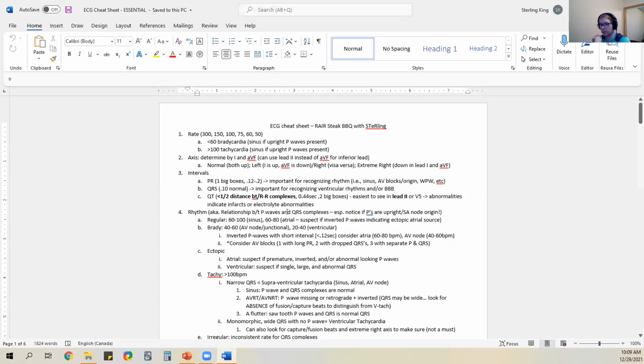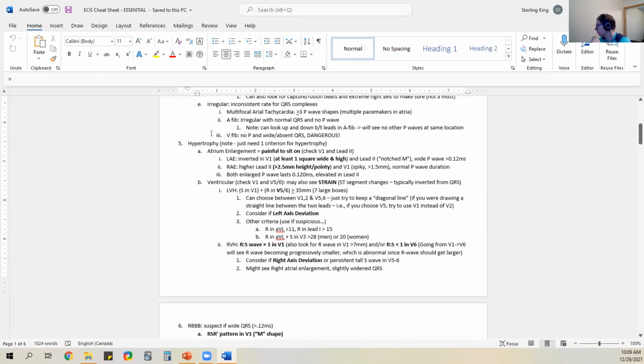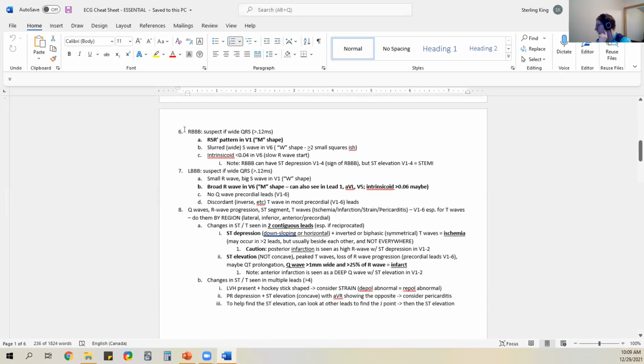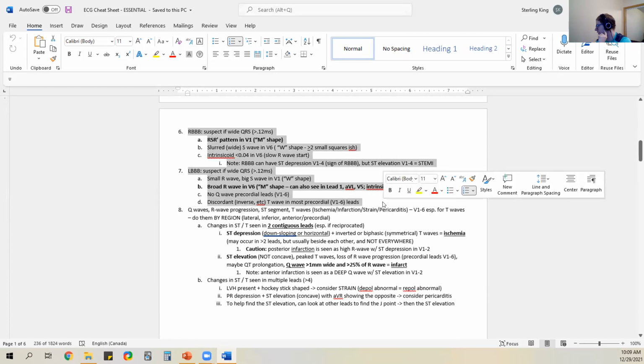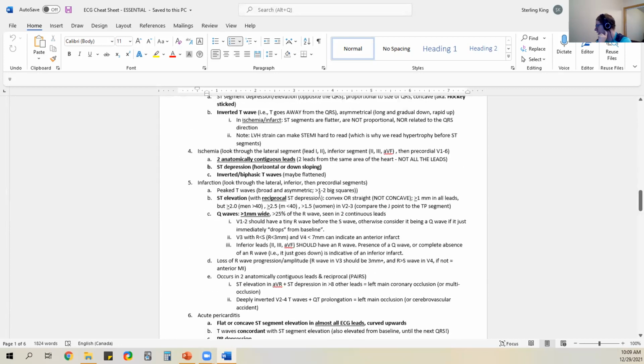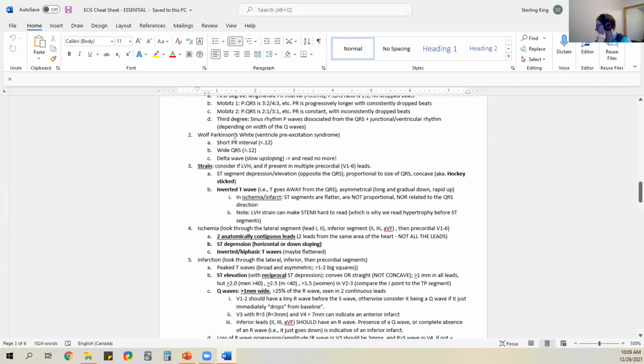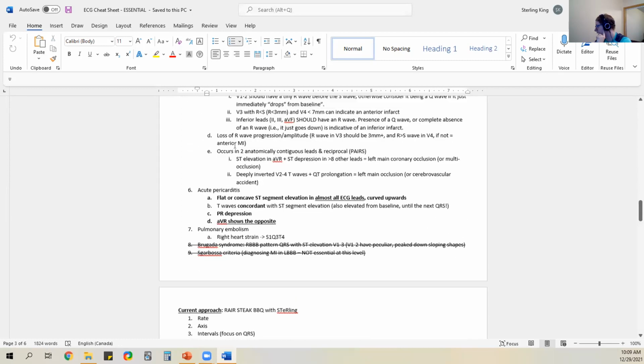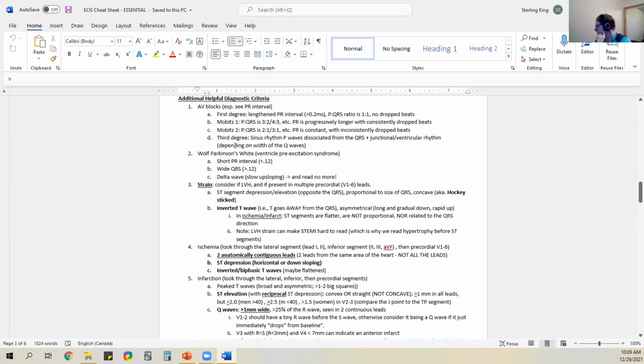Just to pull up the ECG cheat sheet so that you're familiar with what pages we're working on. So hypertrophy right here. We're going to be working through this little section, and then right and left bundle branch blocks. And if you go to the additional helpful diagnostic criteria, where is it? Oh yeah, here it is. Wolff-Parkinson-White, so ventricle pre-excitation syndrome. So let's go back to the PowerPoint.